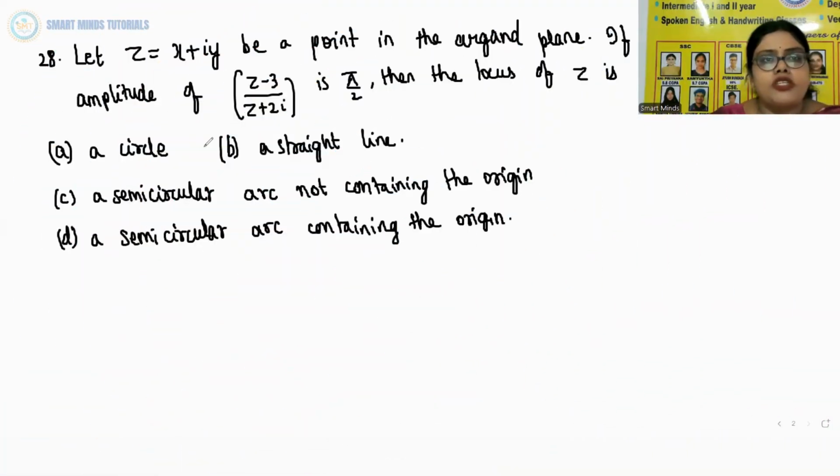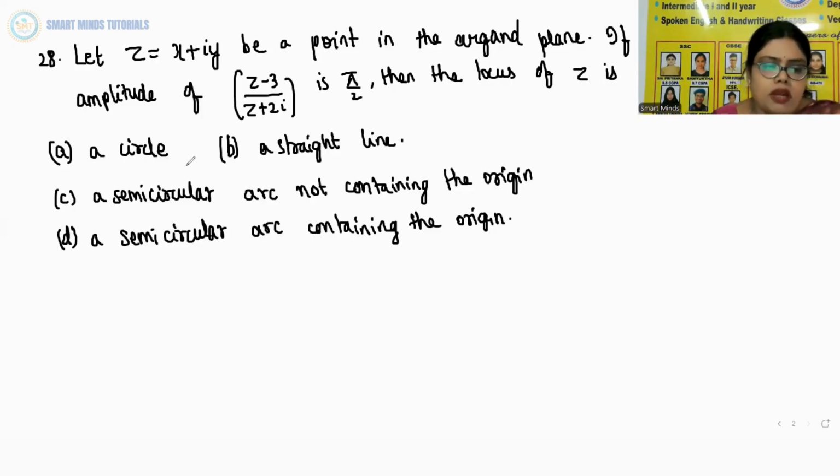Now take this question. This is from complex numbers and de Moivre's theorem, EAMCET level. Let z = x + iy be a point in the Argand plane. If the amplitude of (z - 3)/(z + 2i) is pi by 2, then the locus of z is, four options are given to us. It is a circle, straight line, semicircular arc not containing the origin, or a semicircular arc containing the origin.